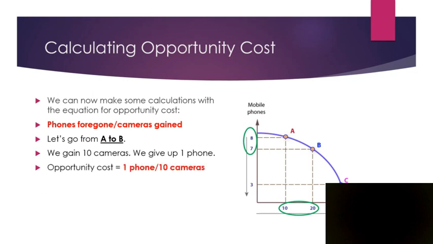So when we plug this into the opportunity cost equation, remember foregone is on the top, we give up one phone to gain 10 cameras. Now, we always want to reduce this, so 1 is on the bottom.